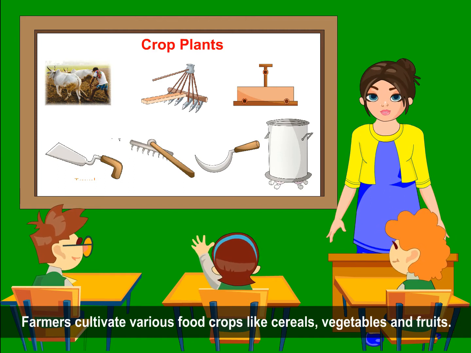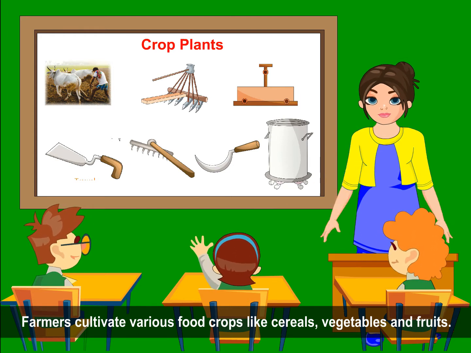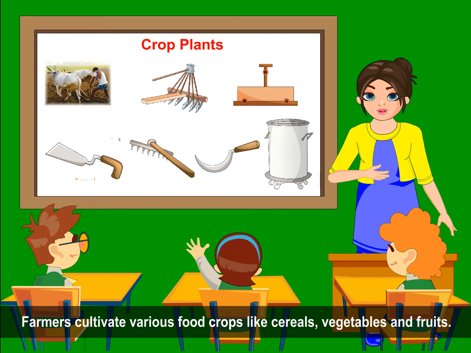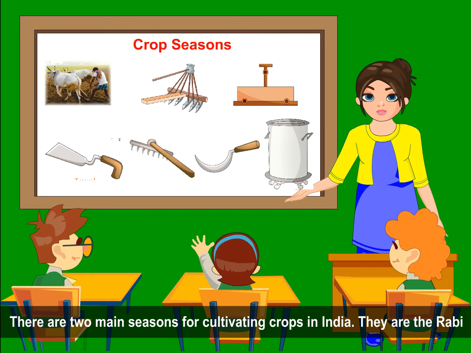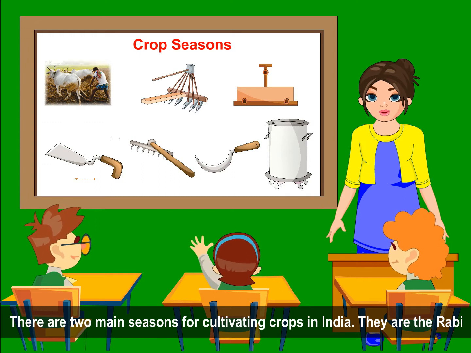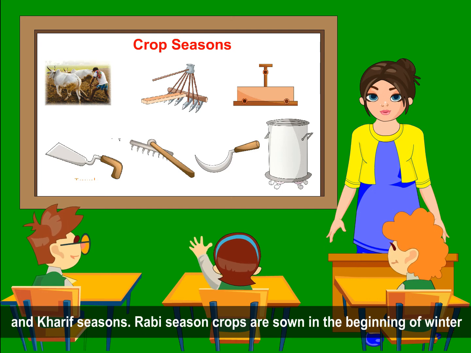Crop plants. Farmers cultivate various food crops like cereals, vegetables, and fruits. Crop seasons. There are two main seasons for cultivating crops in India. They are the Rabi and Kharif season.